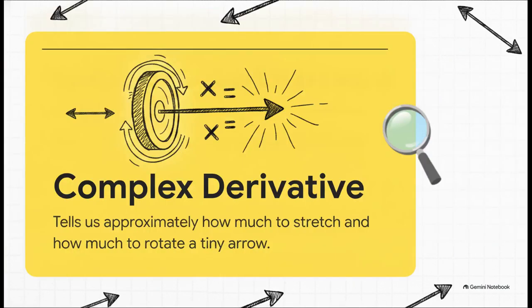And that brings us to the complex derivative. Look, this isn't just your standard run-of-the-mill rate of change from Calculus 101. No, in this world, it's a tiny arrow transformer. When you nudge an input point just a tiny bit, the derivative steps in and tells the output point exactly how much to physically stretch its length and exactly how much to rotate its angle. It's literally the engine of the entire transformation.